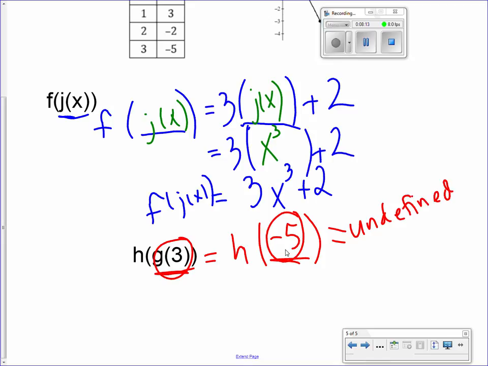So another way to think of this is 3 is the input into g. This output is -5. And then -5 is input into the h function. It does not have an output, which is why the final answer is undefined.